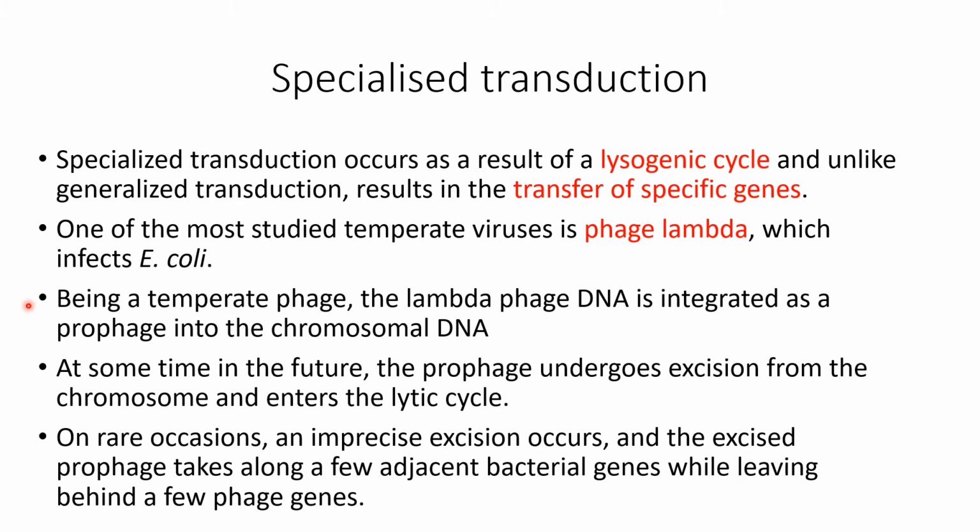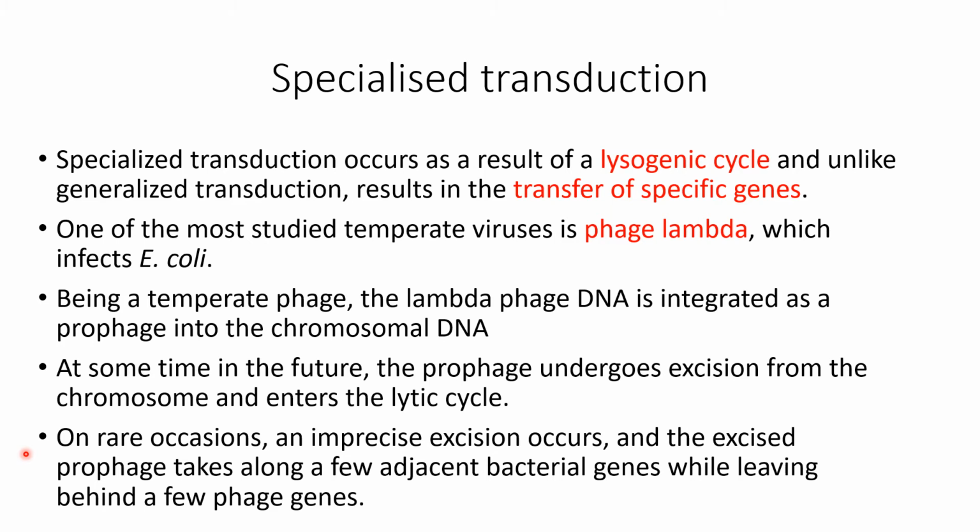Now, being a temperate phage, the lambda phage DNA will integrate as a prophage into the E. coli chromosomal DNA, and at some time in the future the prophage will undergo excision from the E. coli chromosome and it will enter the lytic cycle. These two events I have already told you when I talked about lysogenic cycle. So the same events are again told here. Now on rare occasions, when this lysogenic cycle is happening, an improper or imprecise excision might happen, excision of viral DNA from the bacterial DNA.